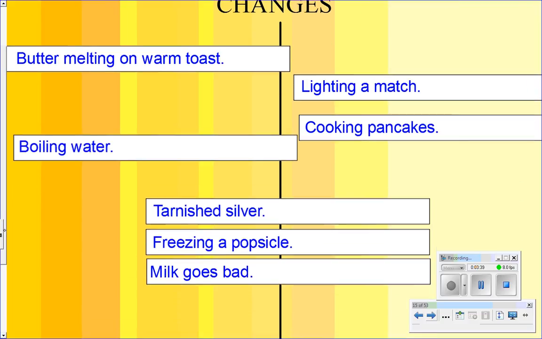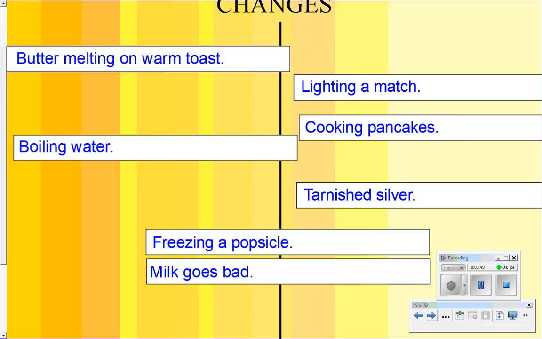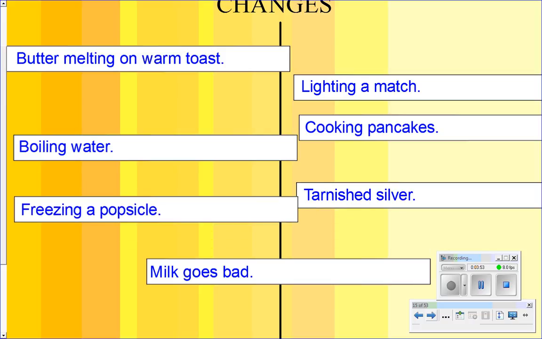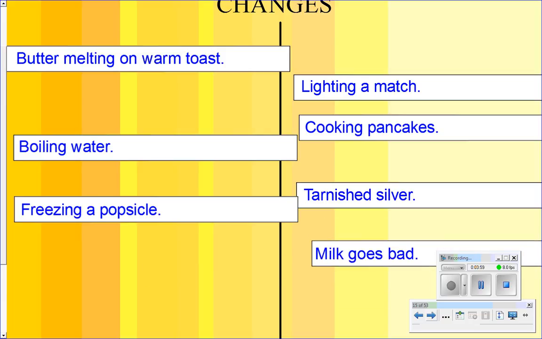Delicious matter. Tarnished silver: if you've ever seen silver in your house, it's turned that brownish color. It's kind of analogous to the process of rusting. That's an actual chemical reaction that's occurred. Freezing a popsicle, that's just a phase change. That's physical. Milk going bad, that is a chemical change. You do not want to drink that milk. It is not the same.